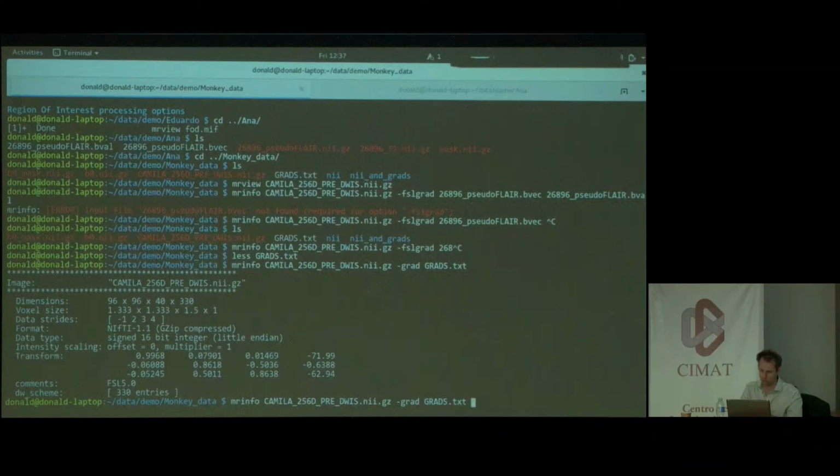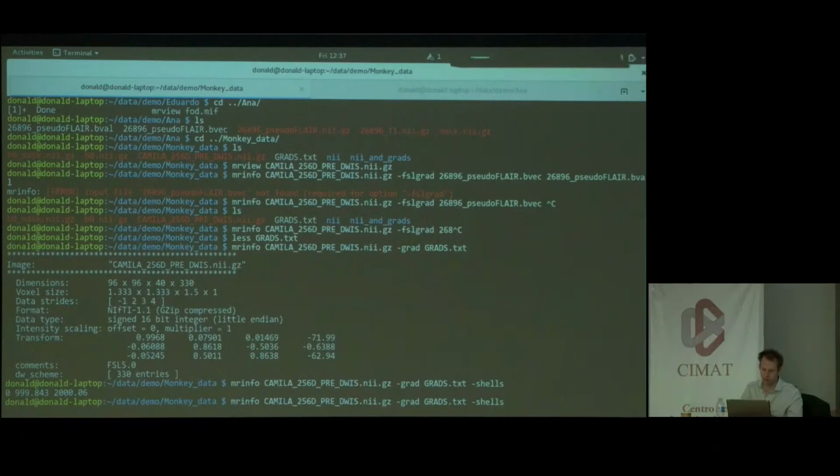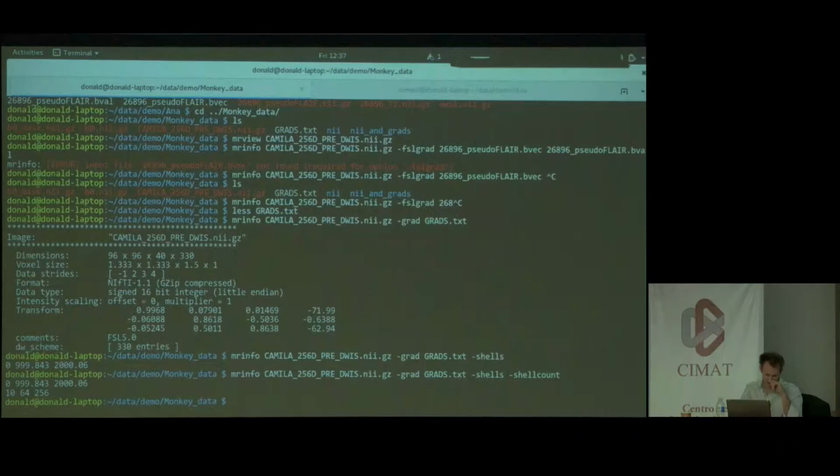So I've got 330 entries in this thing with 2 shells and quite a lot of images at the b2000 range. Looks good. So let's get a mask for the data. I'm not sure how well that will work, but if I don't get one, it doesn't really matter.